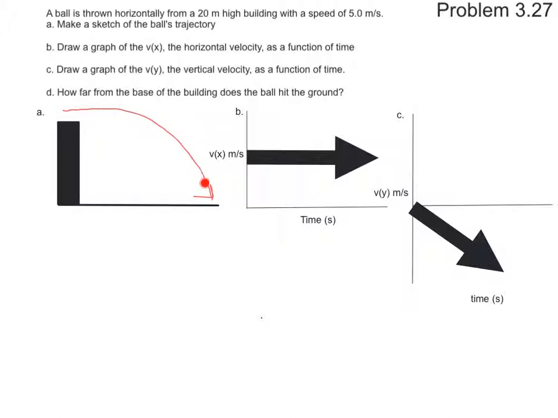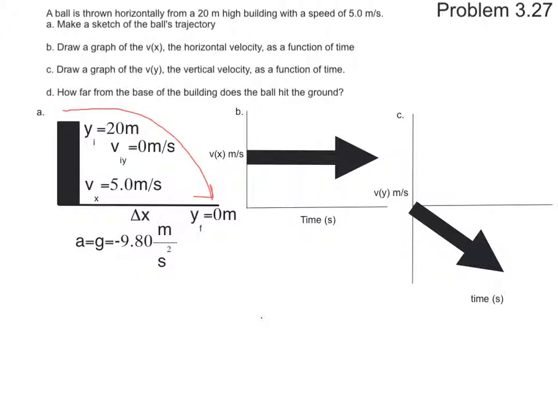The building's 20 meters high, and it's going to go some displacement. So I'm going to go ahead and label all my variables. Alright, so those are all the variables. Looking at the top, my initial position in y is 20 meters because that's how tall the building is. My final y is going to be 0 meters because it ends up on ground level.